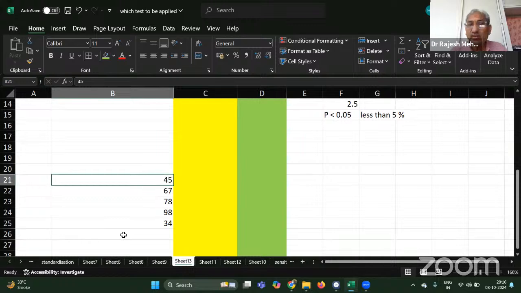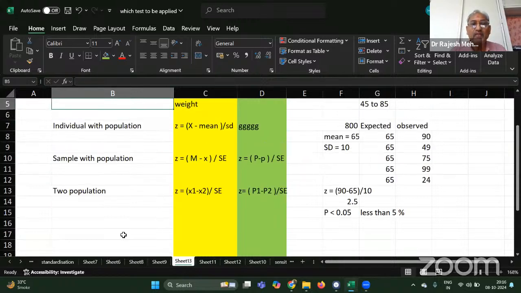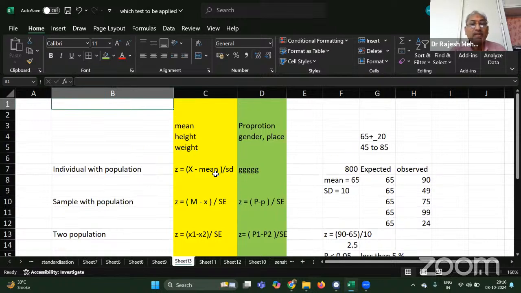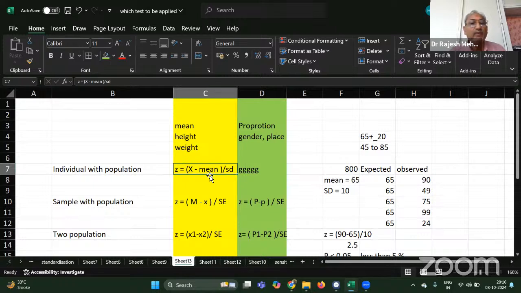And for standard deviation, you apply a formula. But all those things now the computer is doing by itself, so you need not worry if you can't do that. But basically, you understand that this is how individual comparison with population will be done. Whether the person belongs to the population or not, that is the question.